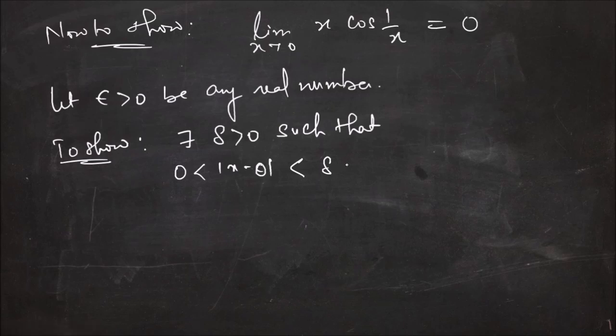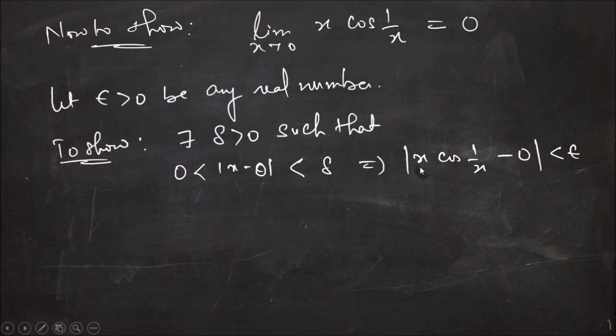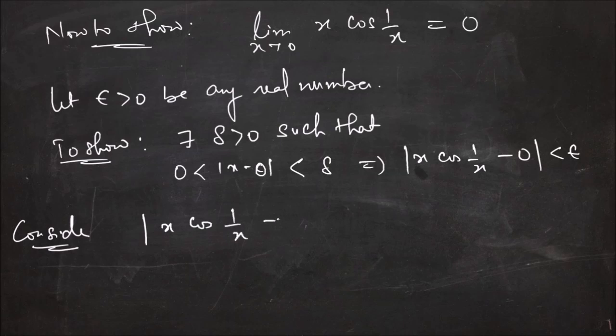So 0 < |x − 0| < δ should imply |x cos(1/x) − 0| < ε. For this, we will start with this and try to express it in terms of |x − 0|. So consider |x cos(1/x) − 0|. This is nothing but |x cos(1/x)|, and this I can write separately.